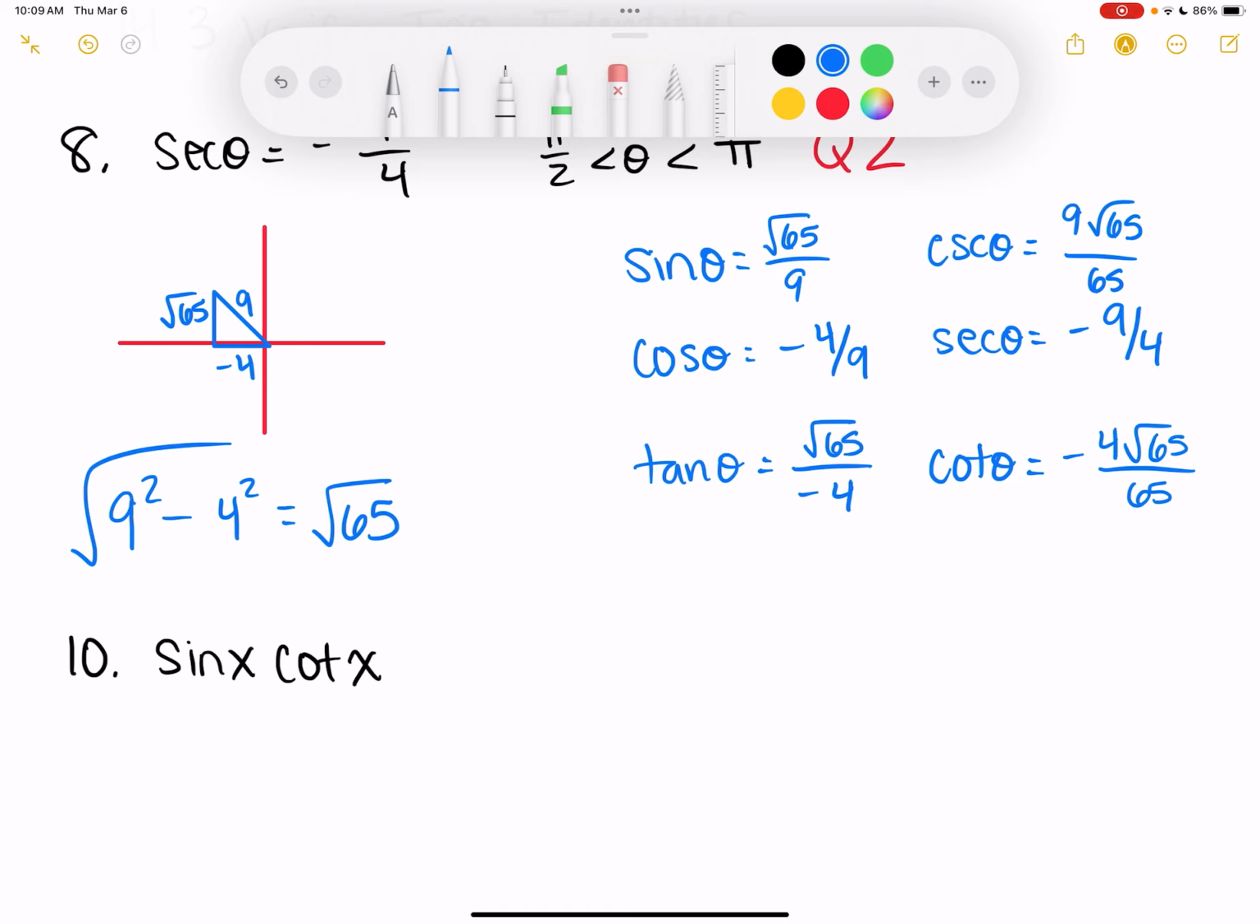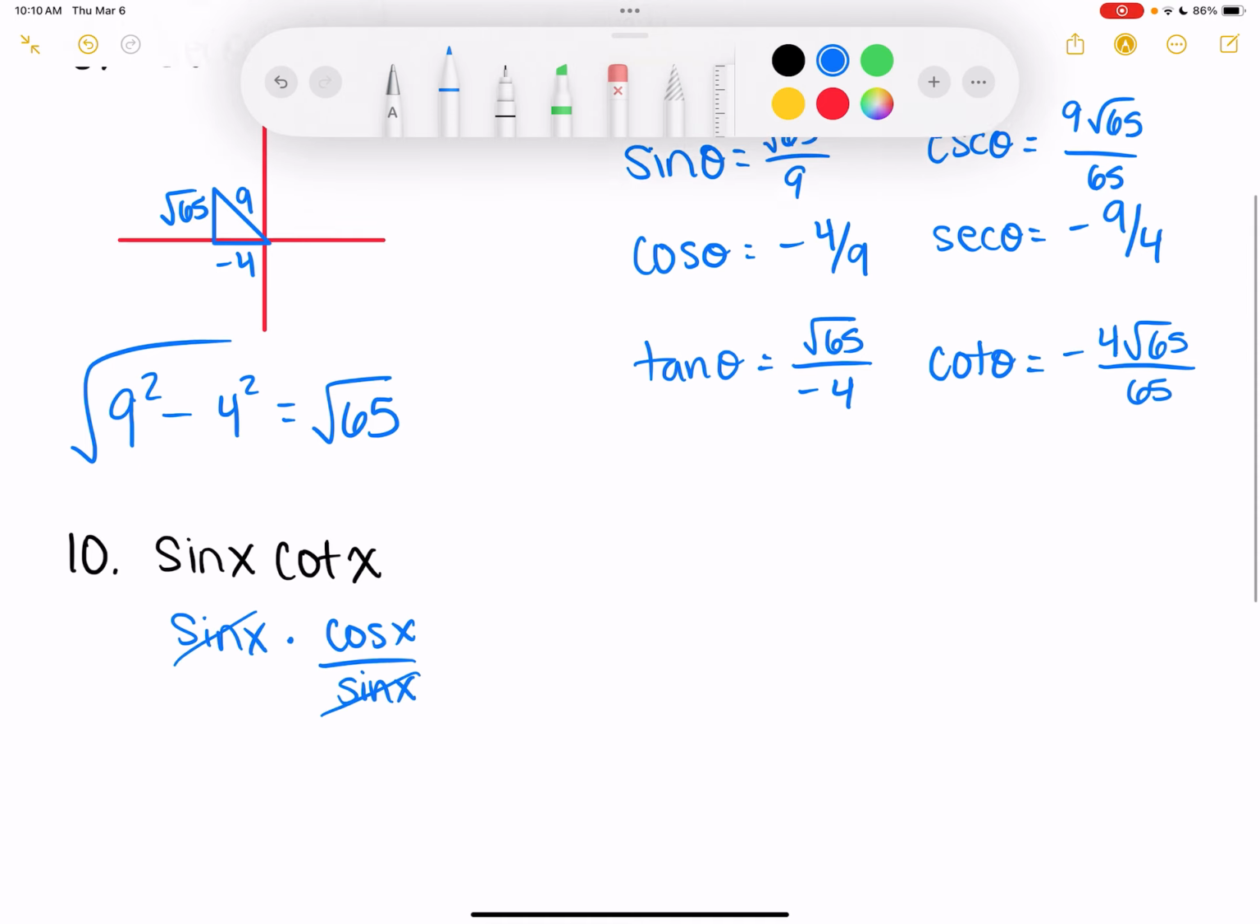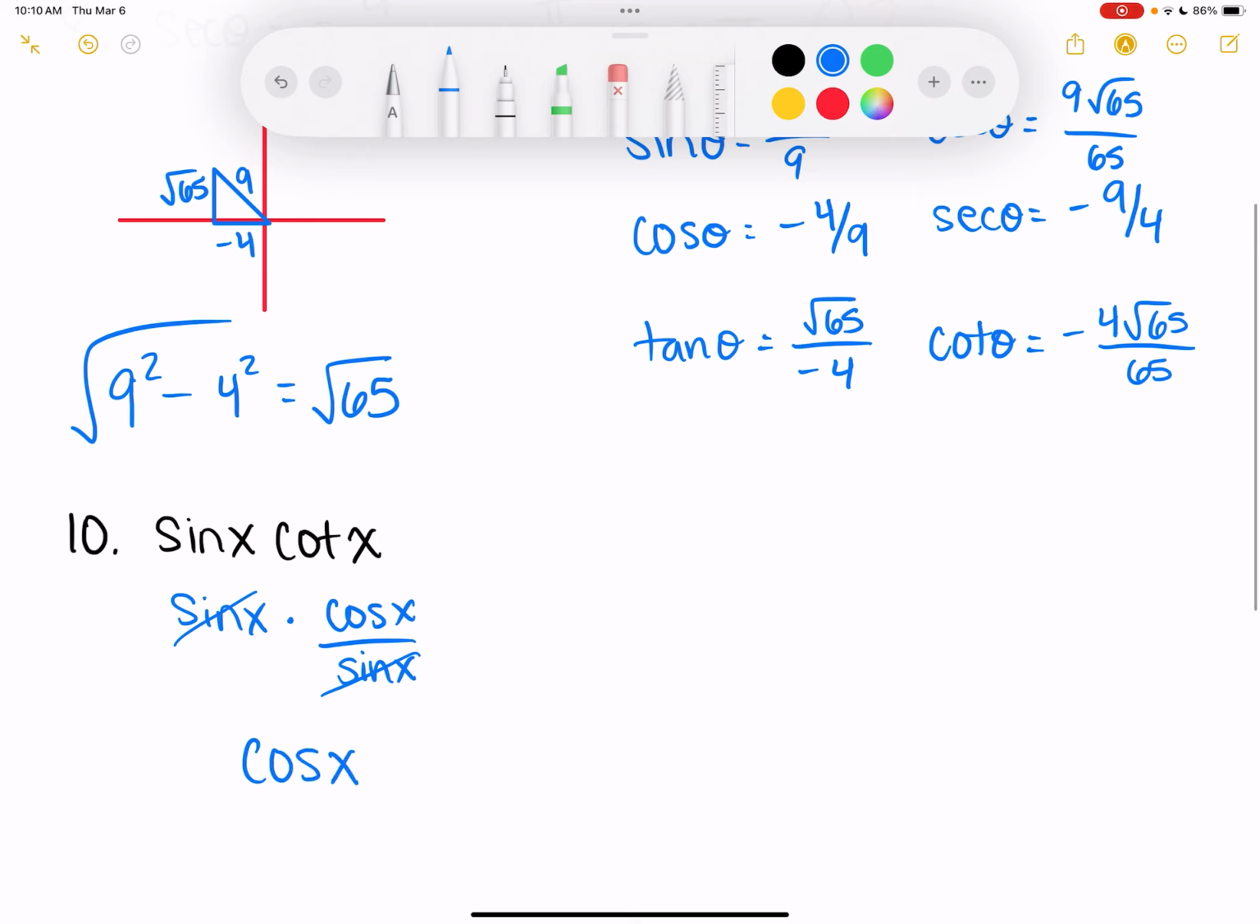1 over tangent. Okay, I could do that, but that's not going to help me. How else can I write it? When I'm doing this, I want it in terms of stuff that will cancel. So is there a way that I can write cotangent in terms of sine? Cosine over sine. So I have sine of x times cosine x over sine x. Now, the sine x's cancel, and I'm left with cosine of x. And that's my answer.